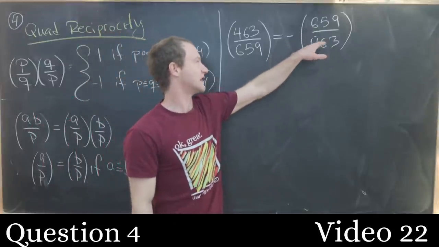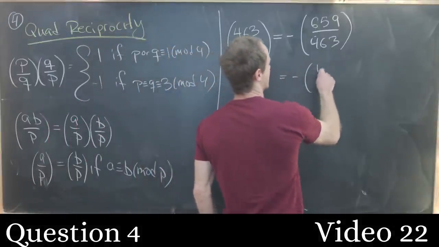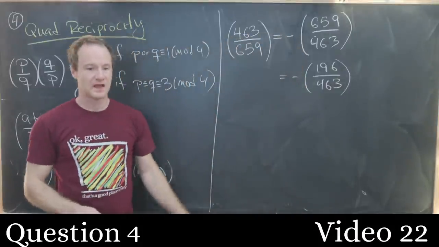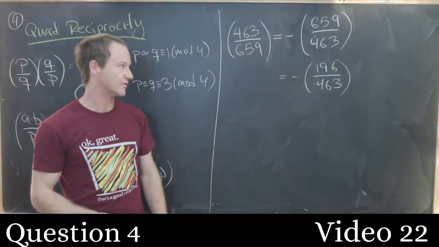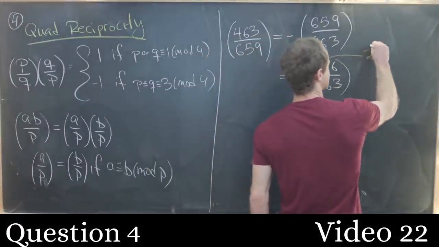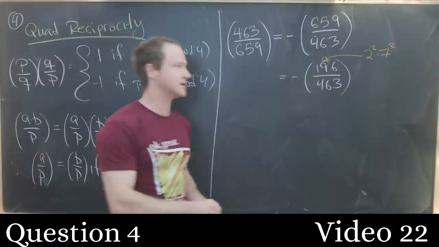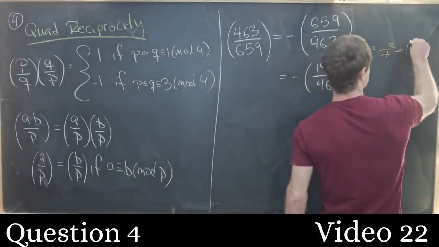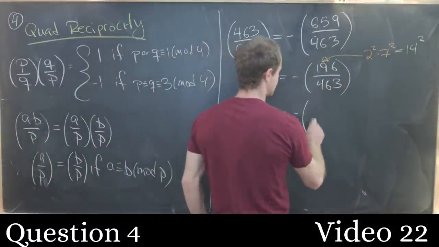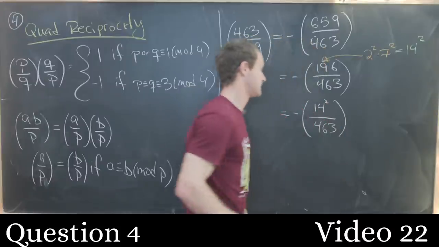Now you just reduce 659 mod 463. That's just a calculation. So that equals negative 196 over 463. And then you look at the prime factorization of 196, and you'll see that the prime factorization of 196 is 2 squared times 7 squared. But actually, that's really good news. That means that 196 is equal to 14 squared, which maybe you recognize as a perfect square immediately. That means we've got minus 14 squared over 463.